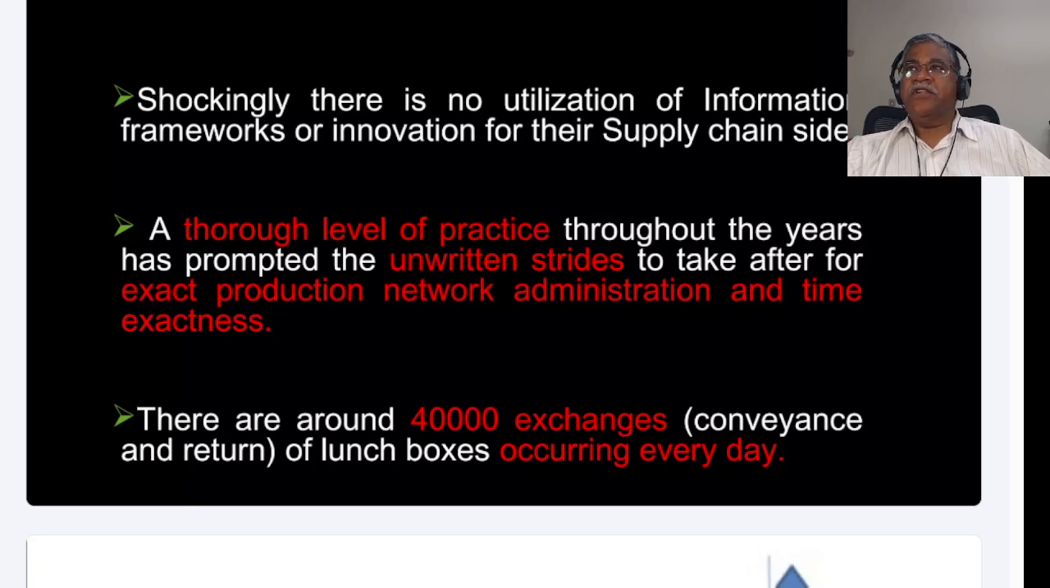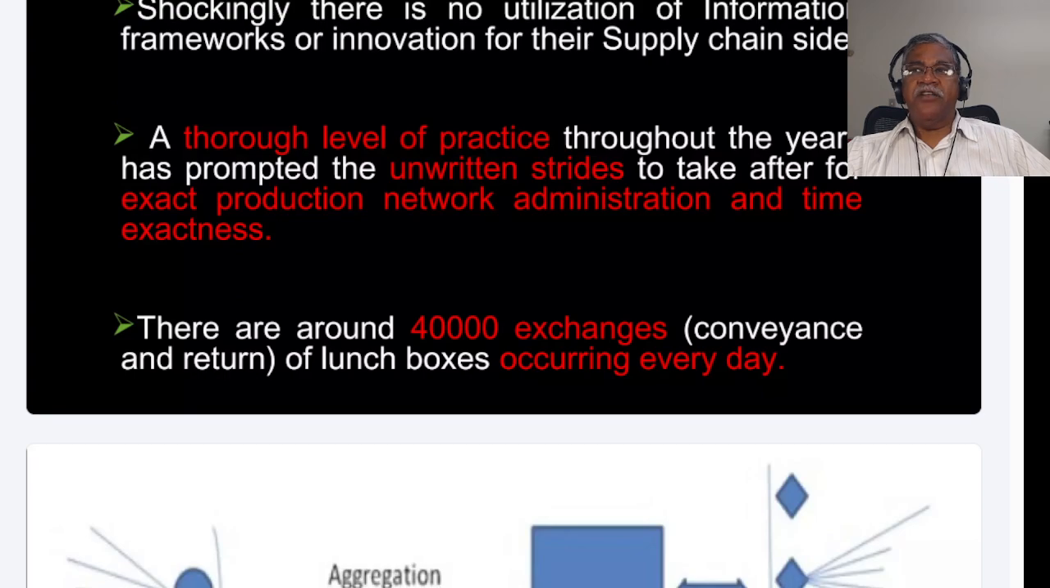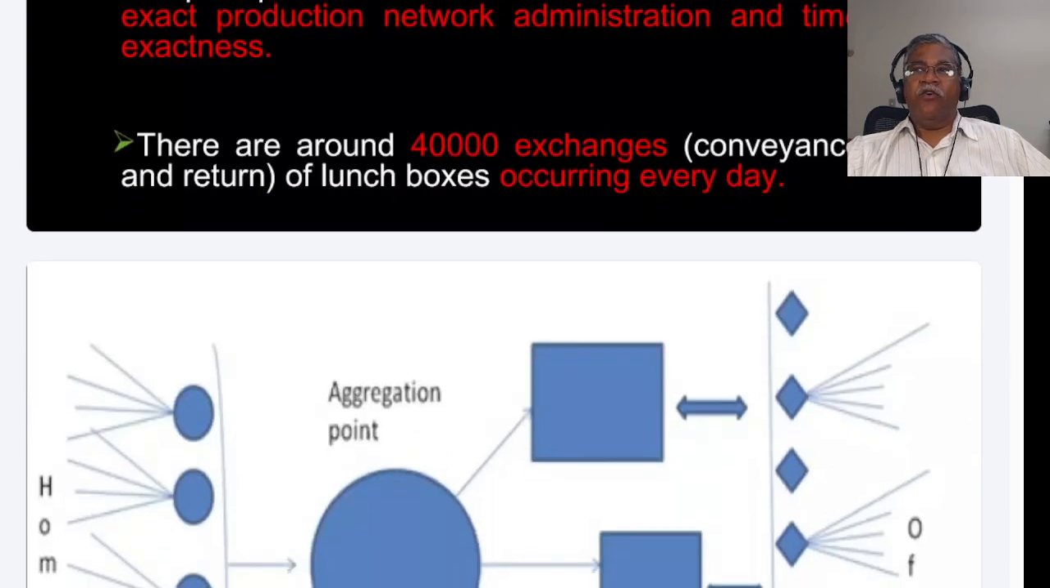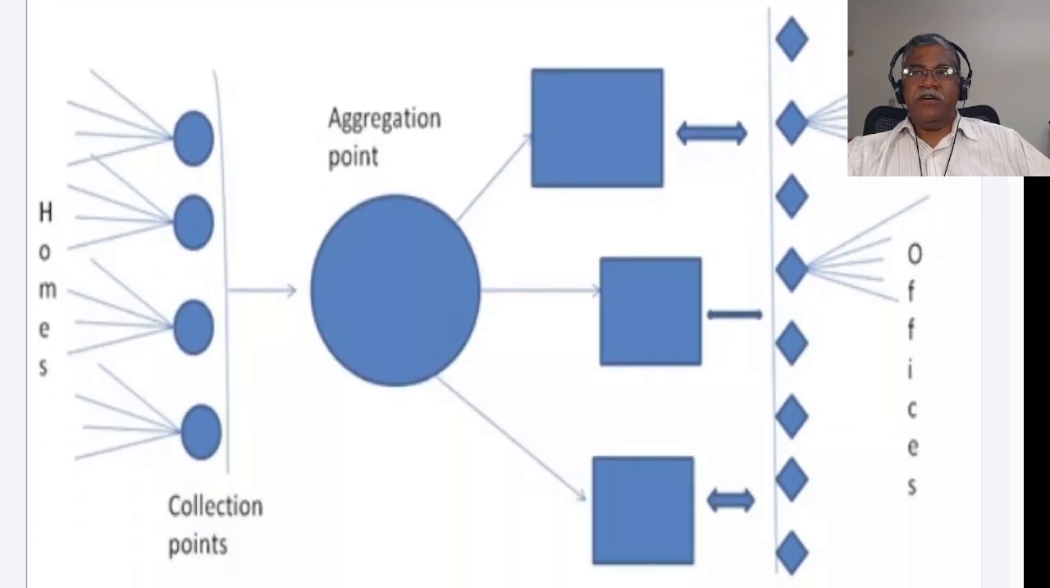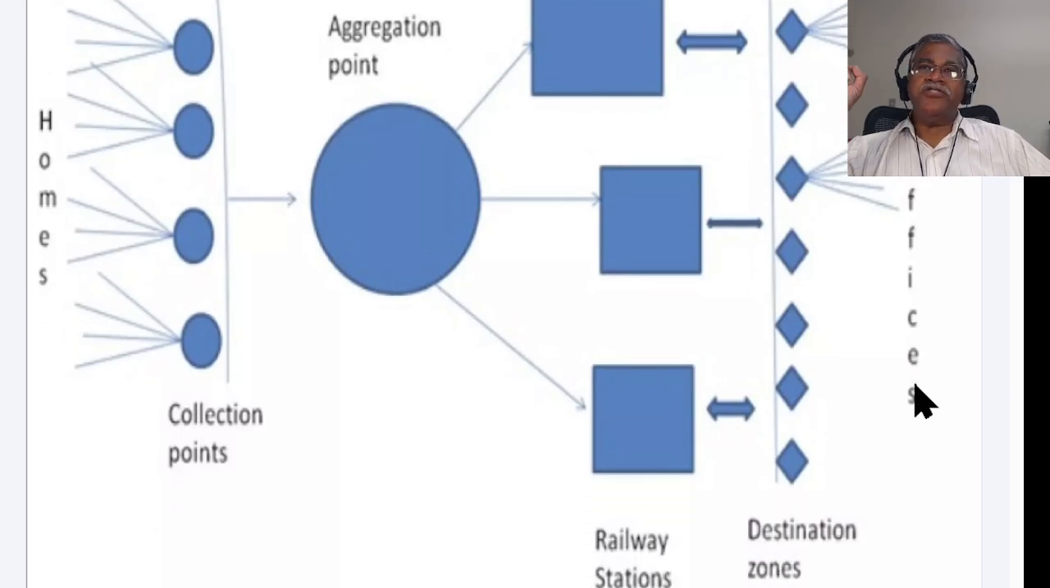So a thorough level of practice, unwritten rules. There are 40,000 exchanges every day. So here's how it is: you collect it at homes to one point, then you go to an aggregation point. It aggregates here. Then you go to the train station, and each one goes to a different destination, and the destination has these aggregation points, and then they're sent to the offices. So you think about the logistics of this, all has to be done by hand.